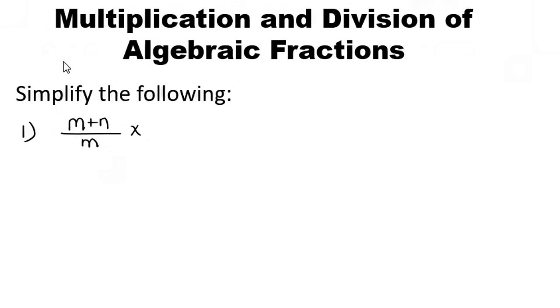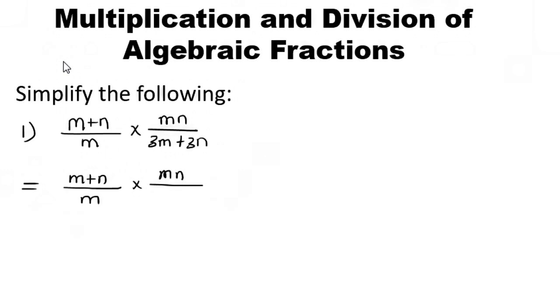times mn all divided by 3m plus 3n. So we have to simplify this given expression. Okay, so let's first see if we can factor out something from each of them. We have (m plus n) divided by m times mn. Now we have 3m plus 3n, so we can factor out 3.